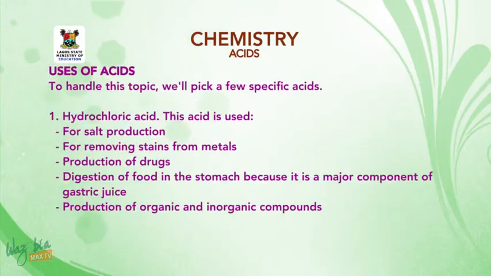We shall consider uses of acids. To handle this topic, we'll pick a few specific acids. Number 1, hydrochloric acid. This acid is used for salt production, for removing stains from metals, production of drugs. Number 4, digestion of food in the stomach because it is the major content of gastric juice. Number 5, it is used in the production of organic and inorganic compounds.